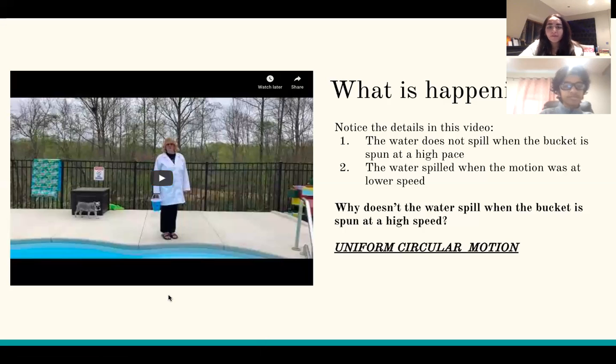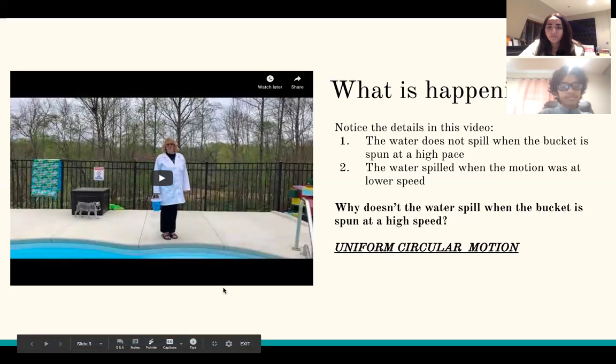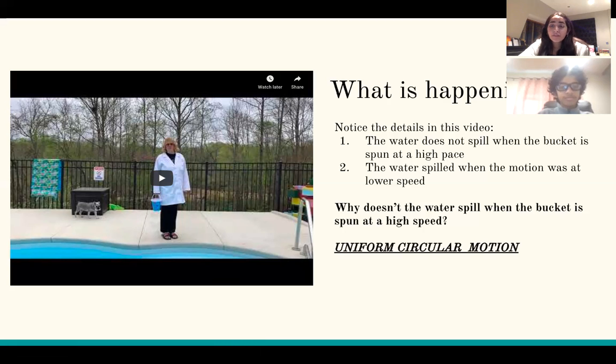A really important detail to notice in this video is that the water does not spill when the bucket is traveling at a very large pace. On the contrary, when the bucket starts moving at a slower speed, the water does spill out. So the question that we're going to explore is why doesn't the water spill when the bucket is at a high speed, and at the same time why does it spill when it's at a lower speed.